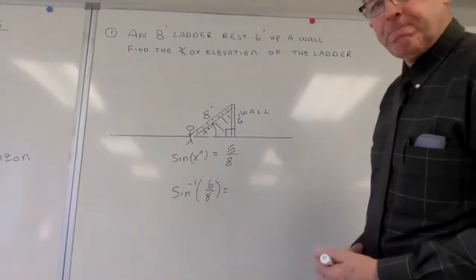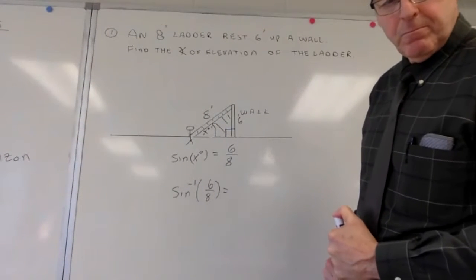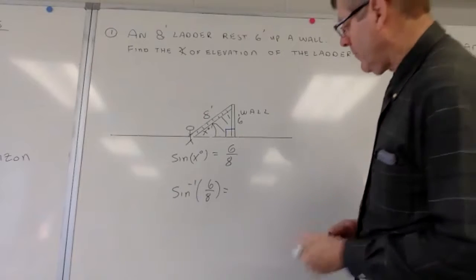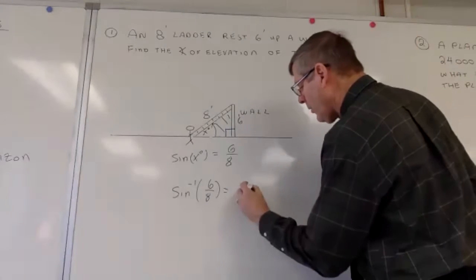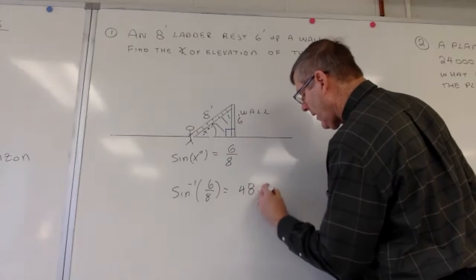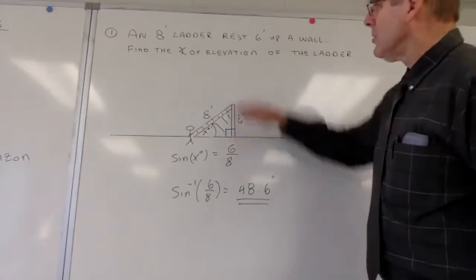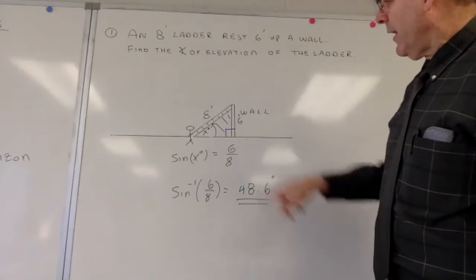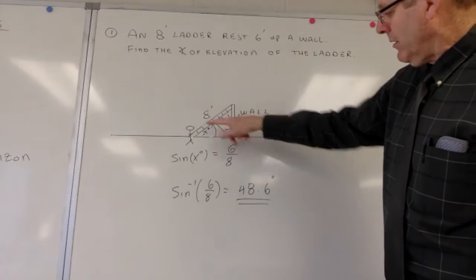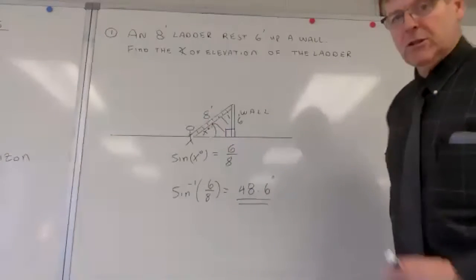Everybody get it? 48.59. Okay, so we'll round off to the nearest tenth, 48.6. So I just answered this problem. The angle between the ground and the ladder is 48.6.